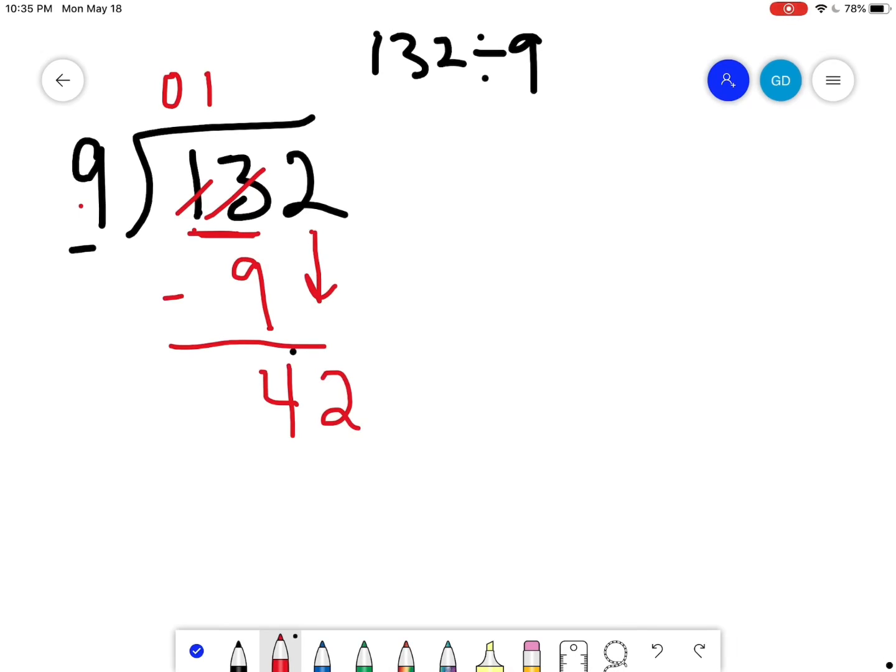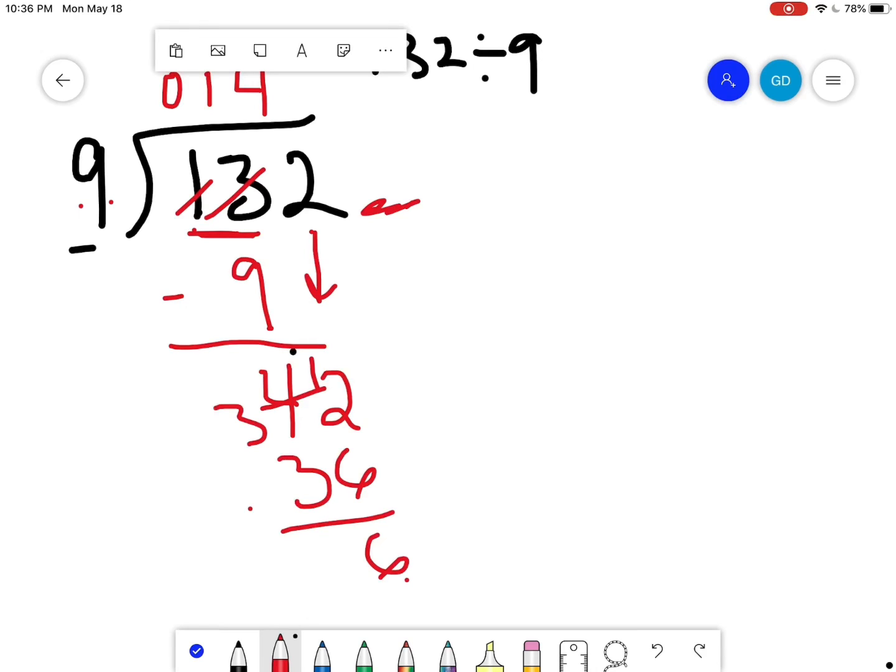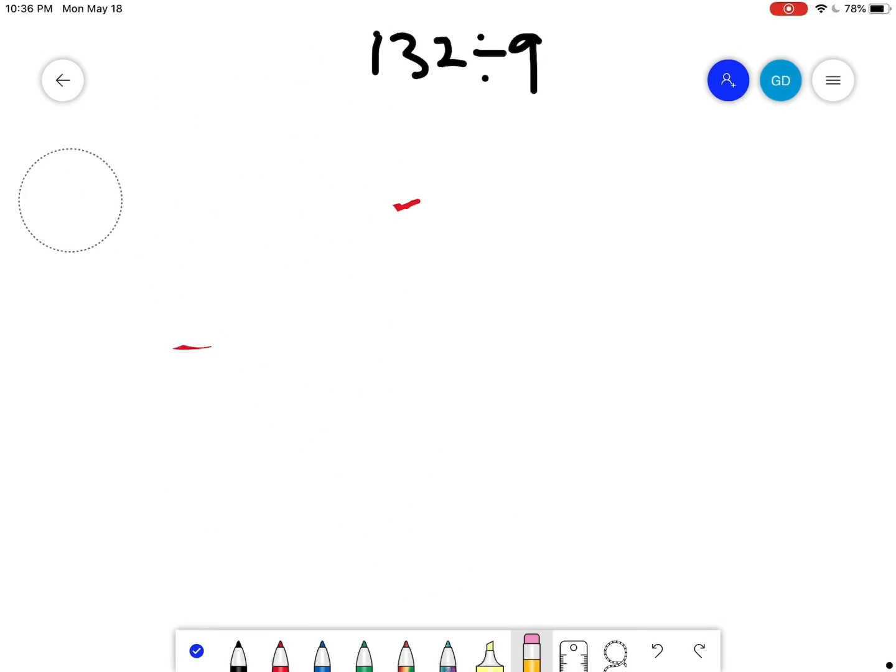Does 9 go into 42? Well, yes, it does. How many times? Well, I know 9 times 5 is 45, so I can't do 5. It's got to be 4. 9 times 4 is 36. Can't do 2 take away 6, so I'm going to borrow. 12 take away 6 is 6. So I'm left with 6. Can 9 go into 6 any further? No, it cannot. I've got no more numbers to drop down, so that's the end of my problem. I have 14, with a remainder of 6. So that's what we talked about last week, which is great.